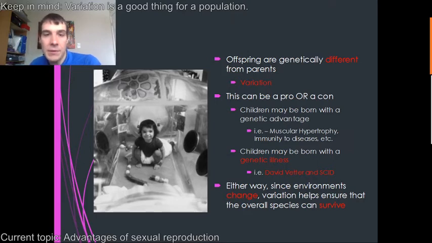So yeah, his parents were okay because they had one good allele and one bad allele of that gene. But he got both of the bad alleles, and yeah. But variation is good. So right here, variation is good, and that's what you'll see up here. Variation is a good thing for a population, kind of invariably good. The bigger your population, the more likely you are to have individuals that are going to survive.